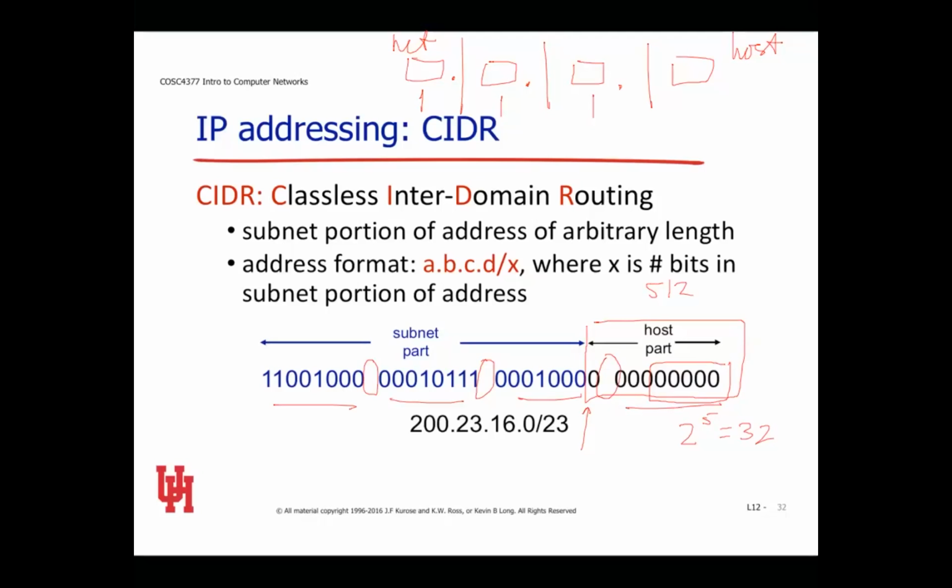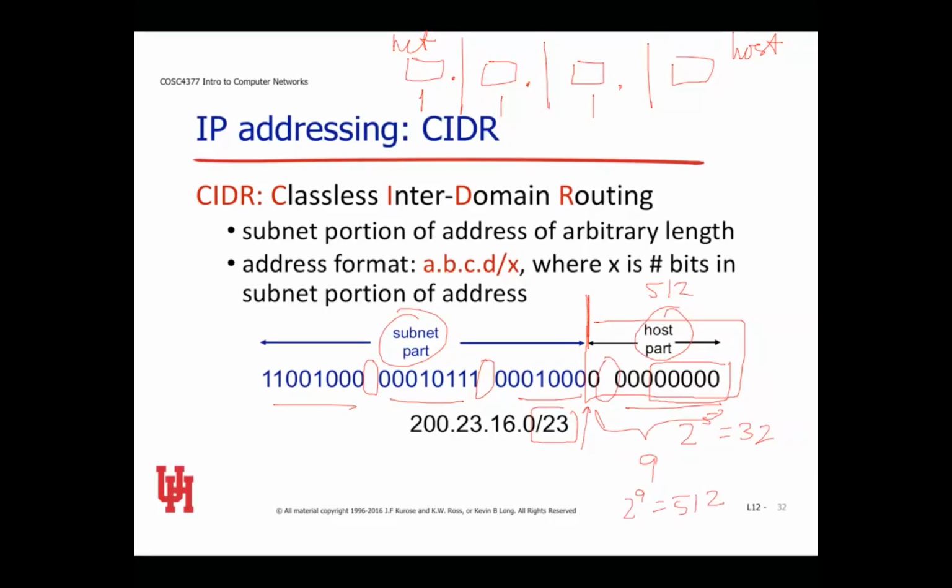But I have to use this to say the dividing line is on the 23rd position. It's after the 23rd bit. So this part's going to be my subnet part, and this part's going to be my host. So you just count however many bits there are here. In this case, there are 9, and you take 2 to the 9th, and you get 512. And so you're going to have 512 addresses here.